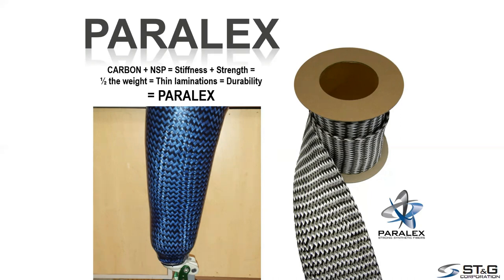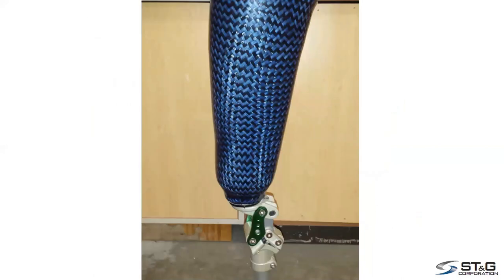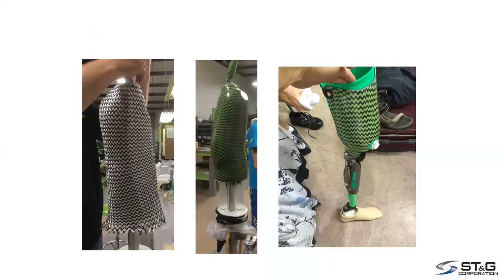You have a really good stiffness of a carbon fiber, and now you've added more stiffness with the NSP, but you also have 10 times the impact strength with the NSP interwoven into the carbon. So I've seen some people use NSP for the inner socket, use Paralex for the outer socket for the finish lamination, and you can change it up either way. So it's nice to know that you have a variety of different materials available depending on what you want to do. You can see how when you pigment it, it has a nice contrast between the carbon and the pigmented NSP. And here we see with the green.